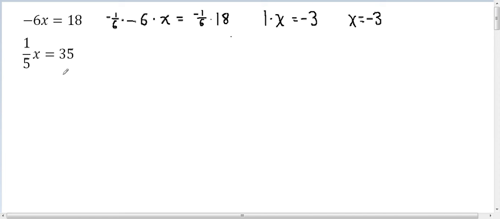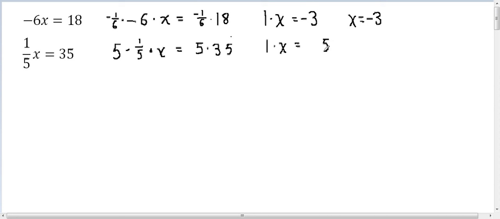Next, we have 1/5 x is equal to 35. Let's rewrite this expression using a multiplication sign. And the reciprocal of 1/5 is 5. So let's multiply both sides of the equation by that number. 5 times 1/5 is 1, the multiplicative identity. And 5 times 5 is 25.